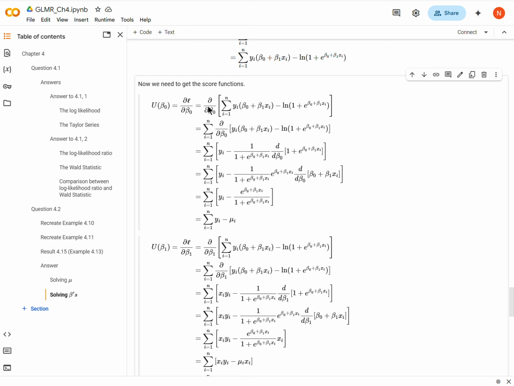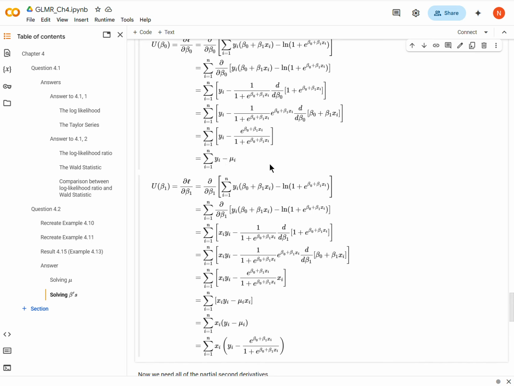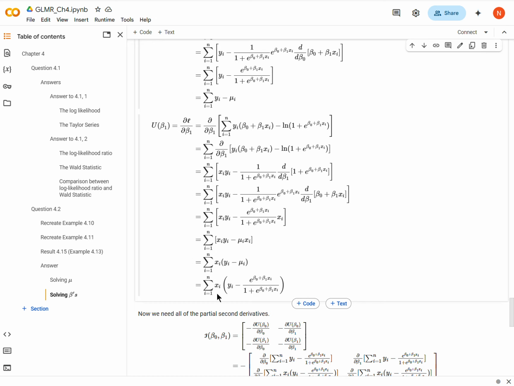And so, again, I won't go through all of the steps here, but you can go through it, and again, tell me if I've done something wrong. But in the end, the score function, that is to say, the derivative of the log likelihood with respect to beta naught, is this guy right here. And similarly, the score function for beta 1 is this guy right here.